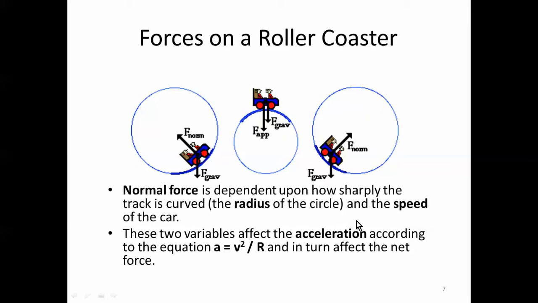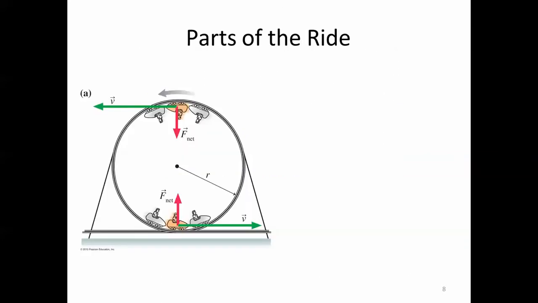The two variables that affect the acceleration are going to be velocity and the radius, and that in turn affects the net force. So let's look at a car going at a constant velocity around a circle. We always have a net force towards the center because it's moving in a circle, and our centripetal force goes towards the center.